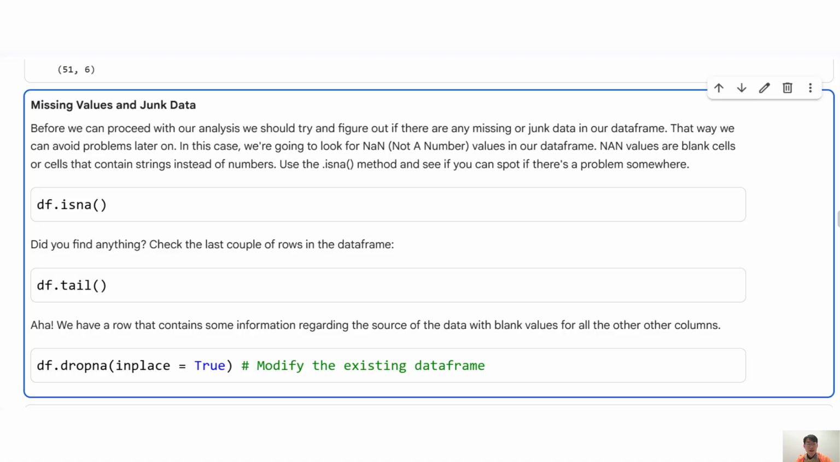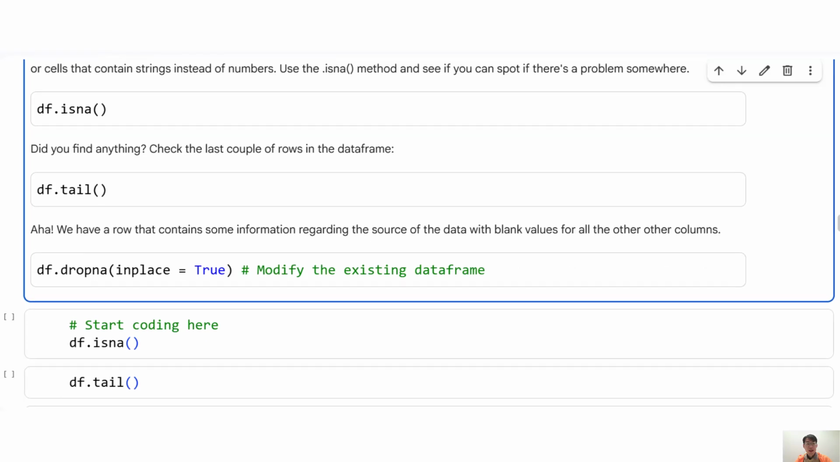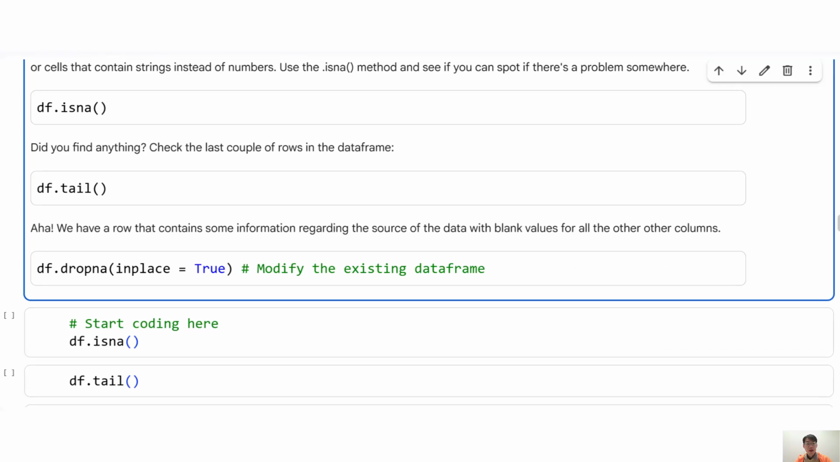A function in Pandas is called isnull. It will detect whether there is any missing value in your table. And if you find anything, you can use tail. Suppose the missing value is in the last row, you can use tail to display the last few rows of data. And if you put dropna, it will drop all the missing values in the data frame.